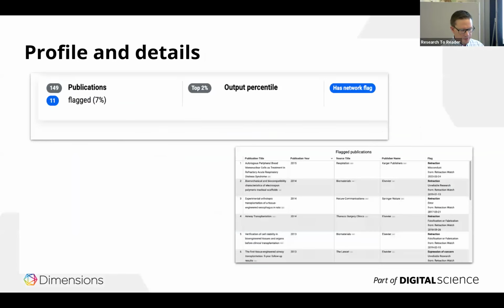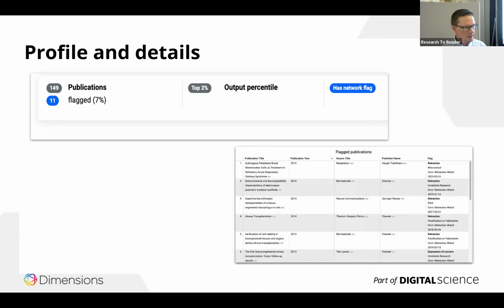From there, you can dive into the profile and details page of each individual person that you might be looking into their history. You can look at things like their total publications with the percent that might have a retraction or an expression of concern. You can then also identify, are they part of a network flag? So they're associated with a potential issue network within the database itself.